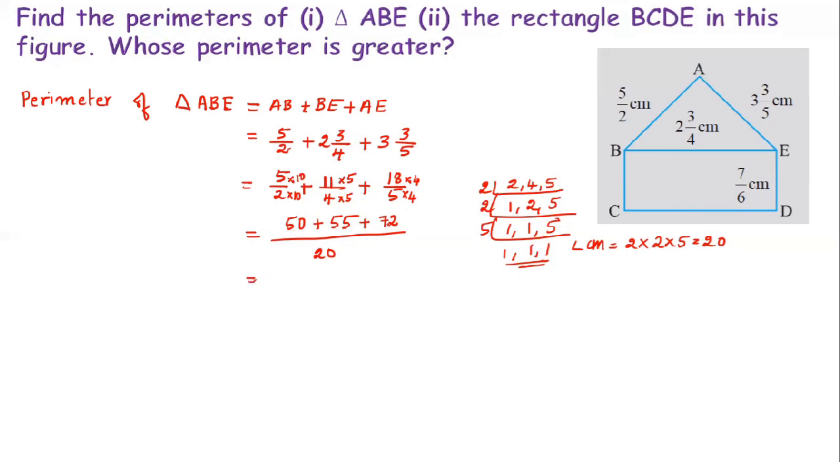Now 50 plus 55 plus 72 is how much? 0 plus 5 plus 2, 7. 5 plus 5, 10, 5 plus 10, 17 by 20 centimeter.